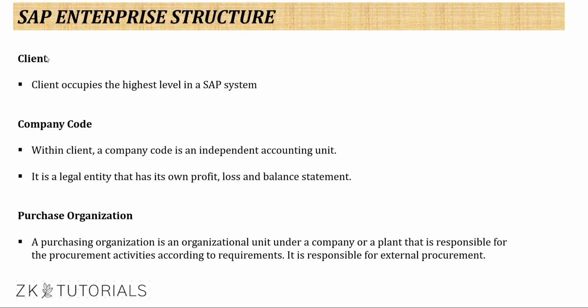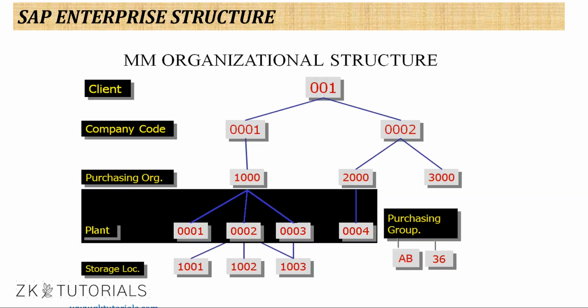For example, you can consider the client as a customer. The top level of the organization will normally be the client. Always the client will be on the top of the structure, which undertakes everything below it. This is the highest level of the SAP system in the hierarchy.